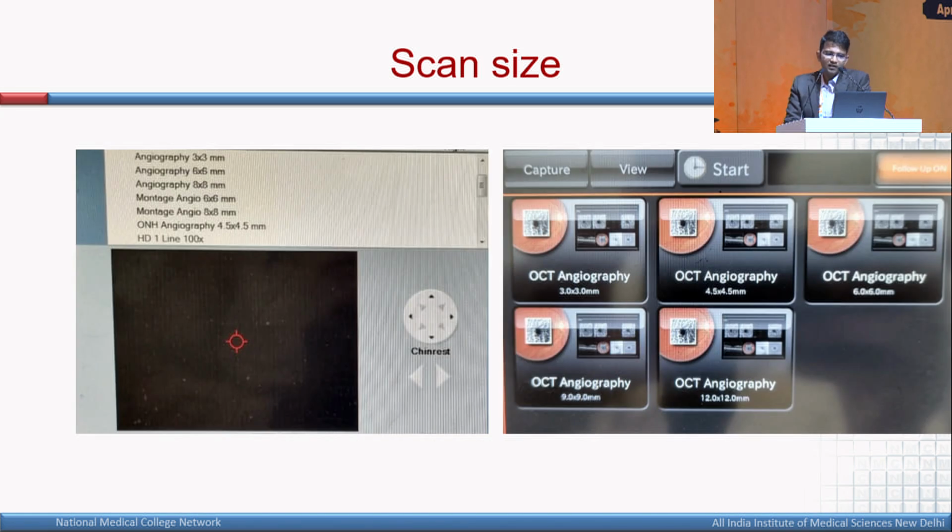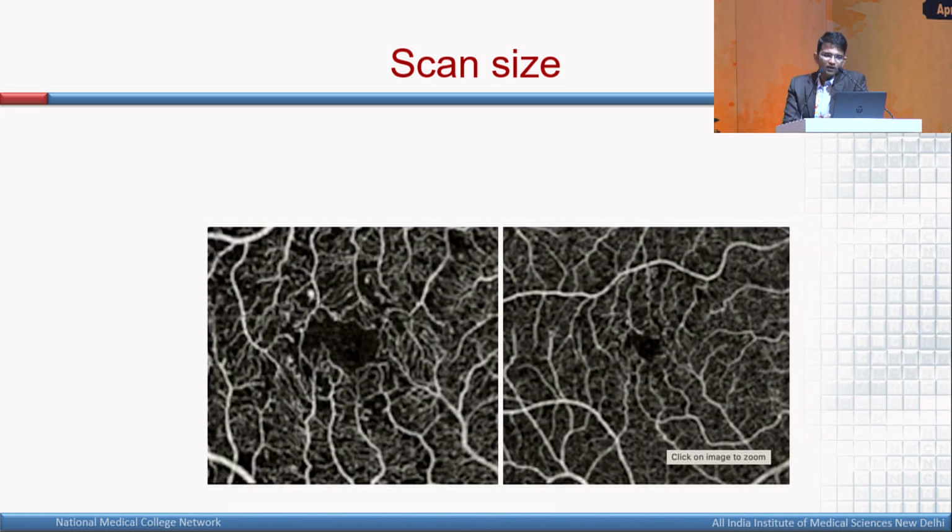Now scan size, as I told, so on the left you have a 3 mm scan size, and on the right you have a 6 mm scan size. So scan size affects the resolution of the images that you get on OCT angiography. On the left, if you see a 3 mm scan, in the same time you have more time to achieve a higher resolution. More A scans could be done in the 3 into 3 mm scan, while in the 6 into 6 mm scan, the A scan values are less, so the resolution will be a little less.